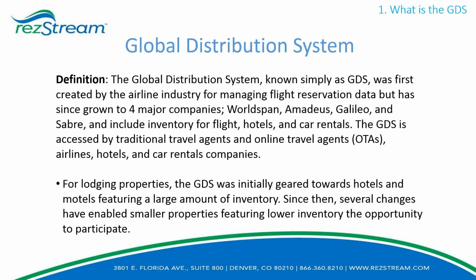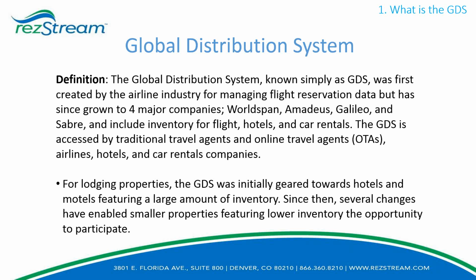So getting started here, global distribution system. I pulled this definition here, and I'm going to let you guys go ahead and read through that. I don't need to read it word for word for you, but basically the overview here is the GDS system started out, and it was really made for flight reservations. And then, as we all know it today, the GDS has expanded out to offer car rentals as well as lodging, which is why you guys are here.